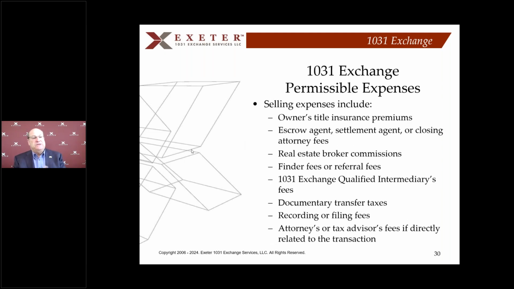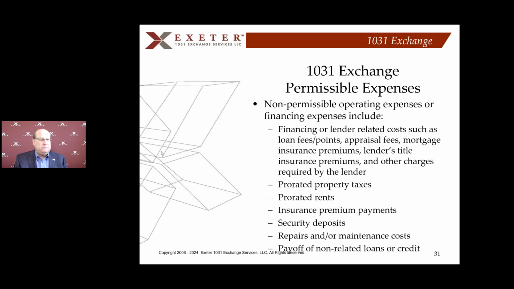So this is a quick list of permissible selling expenses. You can see these are normal things. It's part of the cost to sell the property, and they are permissible. You would not pay tax if you pay these through closing, and most people do. This is a quick list of non-permissible expenses, and you'll see it's lender-related items or operating items. Again, you could pay it through closing, but it will trigger a slight taxable event because these are non-permissible expenses.